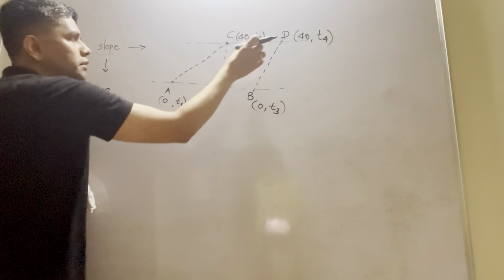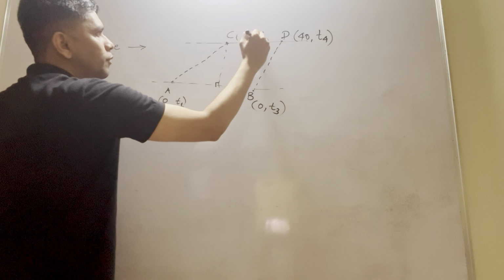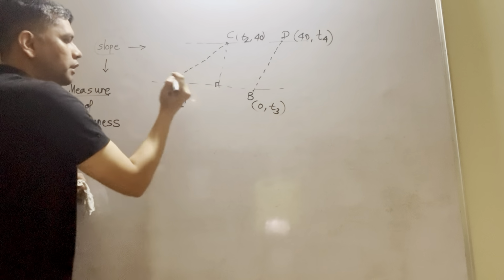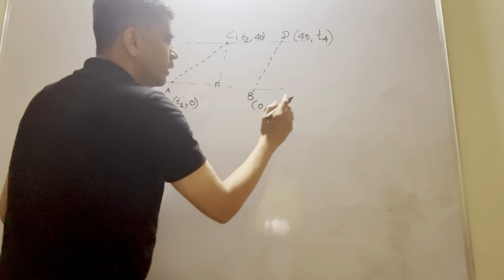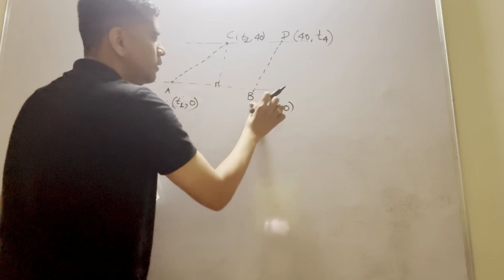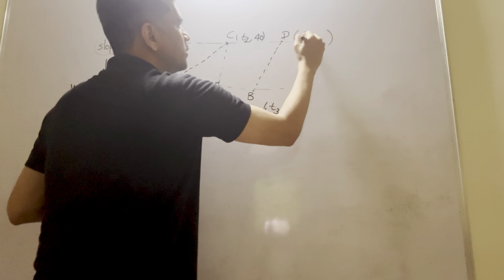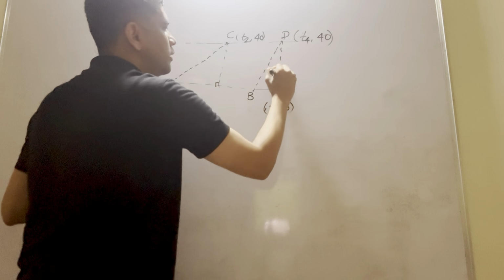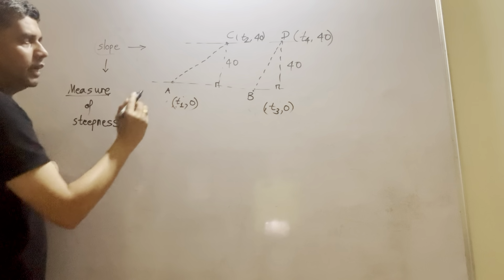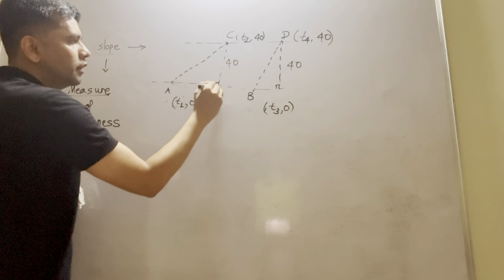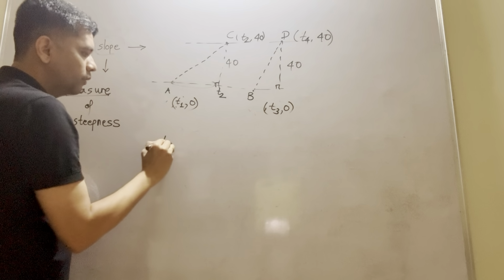Oh, I'm sorry, this is the x and y coordinate, I have interchanged them. It should have been t2 and 40 and this should have been t1 and 0. Similarly, this should have been t3 and 0 and this should have been t4 and 40. Okay, so the vertical distance covered in both cases is 40. This height is 40. But what is the time taken? So here you see the time taken is t2 minus t1. So that is the slope.